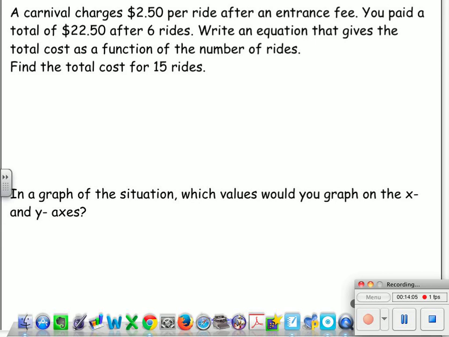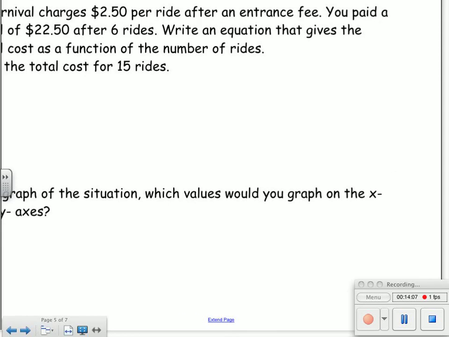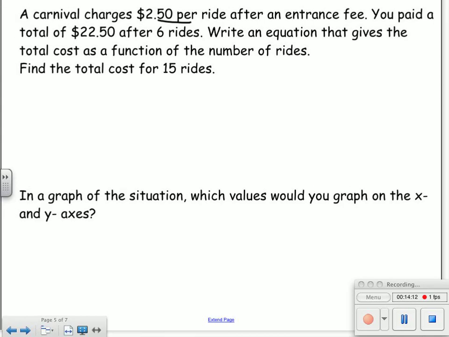Okay, so first off, let's define our variable. What are we trying to figure out? First of all, we got some information here that we need to know. We should always read the word problem a couple of times at least. So first off, a carnival charges $2.50 per ride after an entrance fee. You paid a total of $22.50 after 6 rides. Write the equation that gives you the total cost as a function of the number of rides. So we're looking for the total cost.